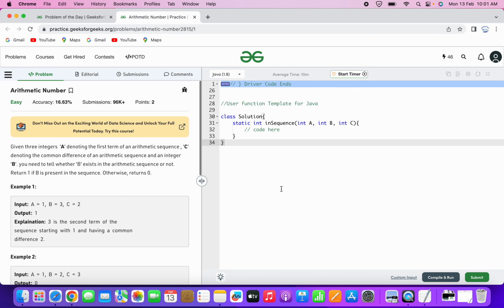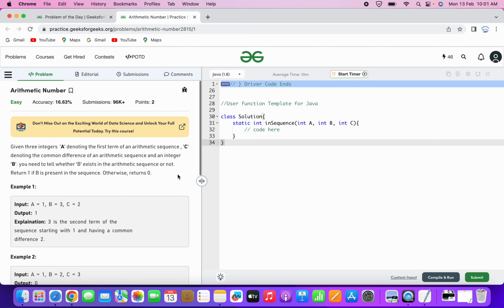First we will go through the problem statement. Here it is said, given three integers: a denoting the first term of an arithmetic sequence, c denoting the common difference of the arithmetic sequence, and integer b. You need to tell whether b exists in the arithmetic sequence or not. Return 1 if b is present in the sequence, else return 0.